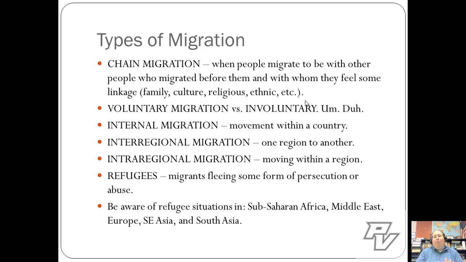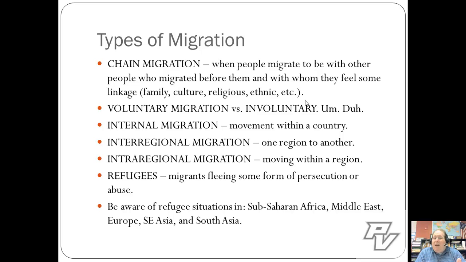It's when people migrate to be with other people who migrated before them and with whom they feel some kind of linkage. One of the frequent ways we see this in the United States is when you see one person from a family migrate to the U.S. with the express purpose of trying to earn money to send back to their family as a remittance, but then earning enough money to bring the entire family with them to the United States.